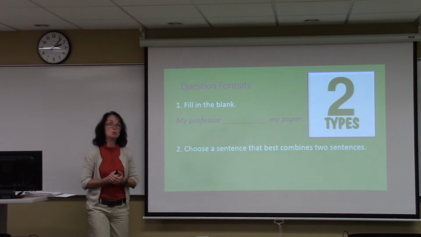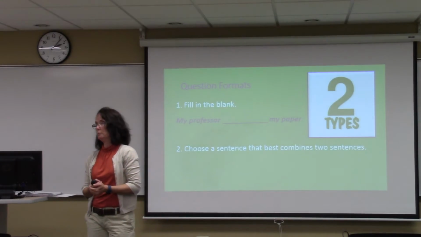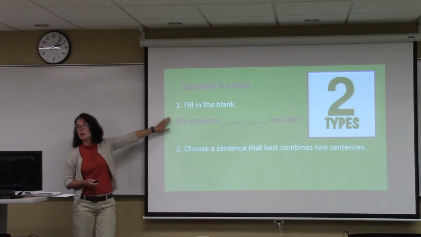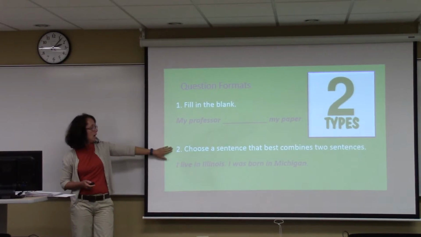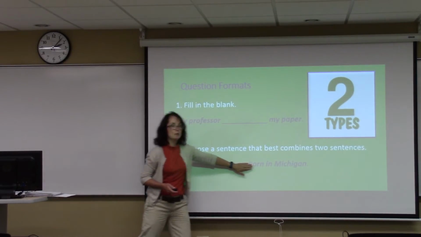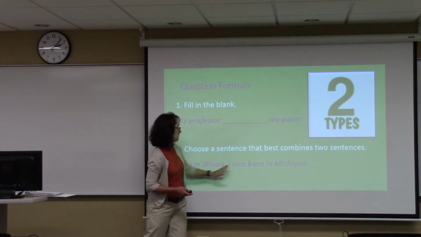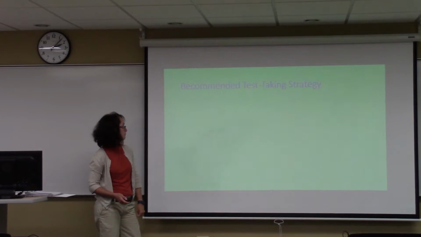Of course, there's going to be grammar mistakes in a lot of them. So that's where the tricky part comes in. So you can expect these 2 type of question formats on the language use test. I lived in Illinois. I was born in Michigan. Choose a sentence that best combines these 2. That's what they will be looking for.